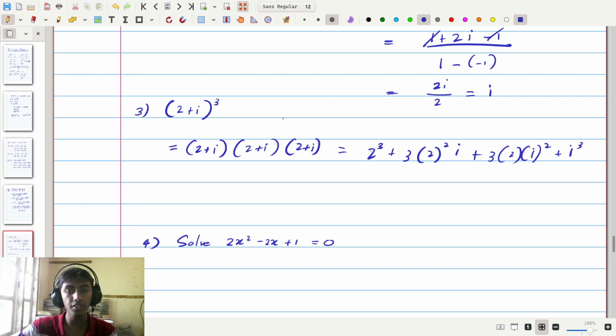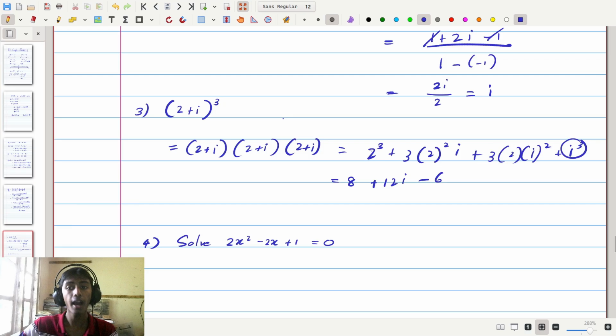So simplifying this down, we can see the 2 cubed is going to give us 8. The 3 times 2 squared is going to give us 3 times 4, which is 12, times i, so plus 12i. This 3 times 2 is going to give us 6, and this i squared is going to give us negative 1, so that's going to be negative 1 times 6, or negative 6.